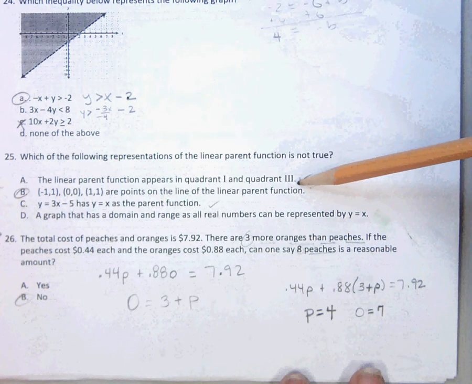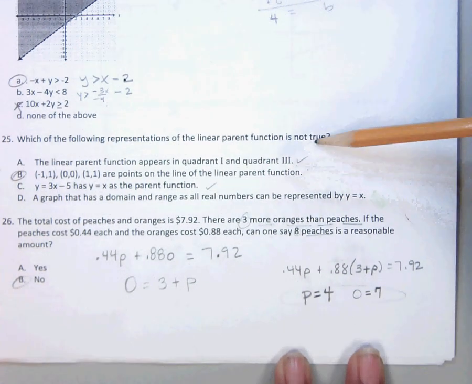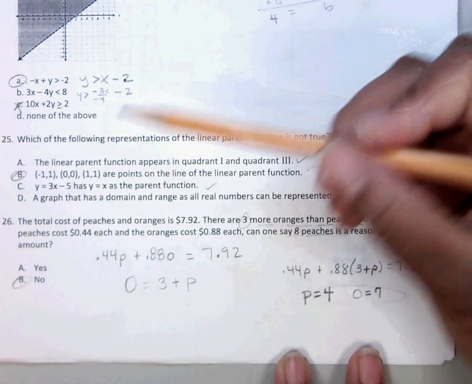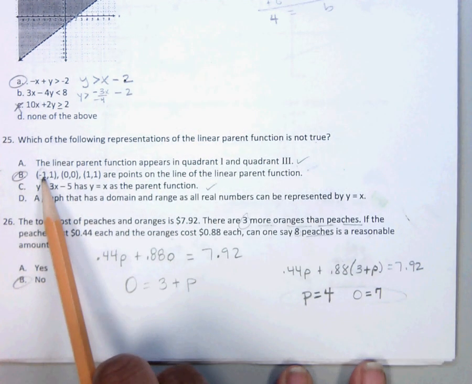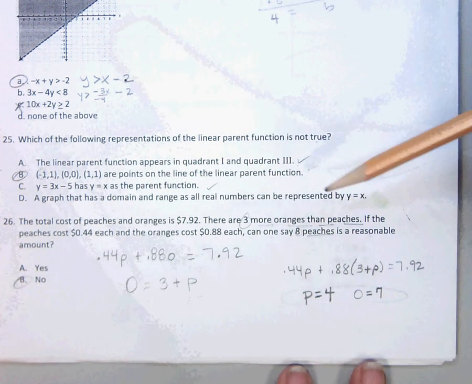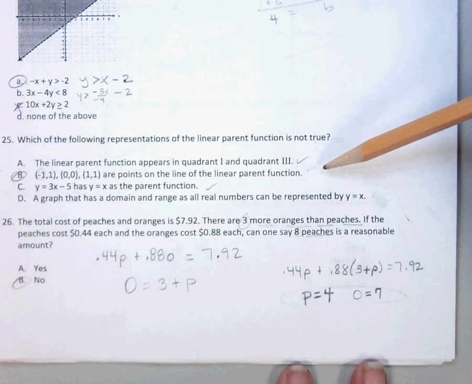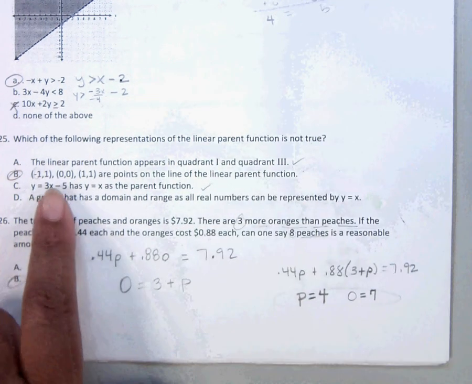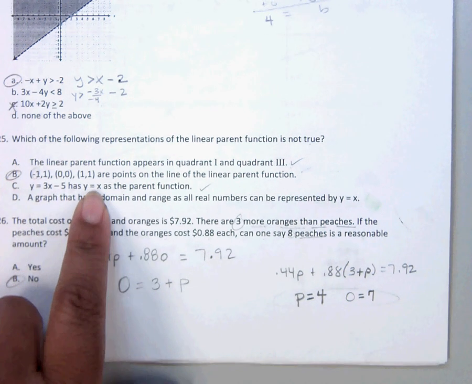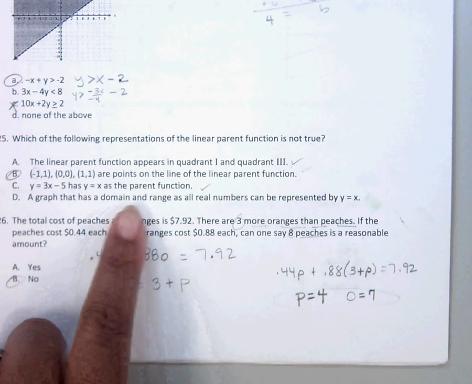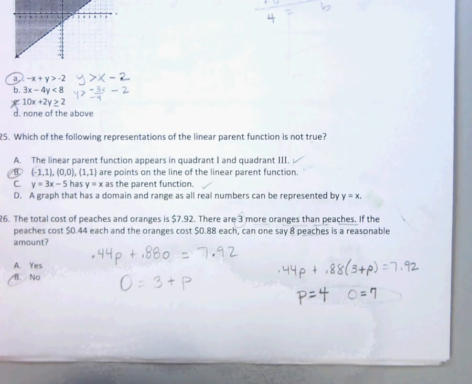Number 25, which one is not true about the parent function? That negative right there on the 1 is not correct. It should be the same. And this is the parent function, okay? 3x minus 5 is one of the children of y equals x. And remember, the domain and range is all real numbers for y equals x.